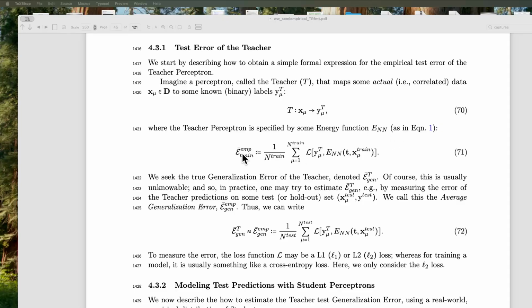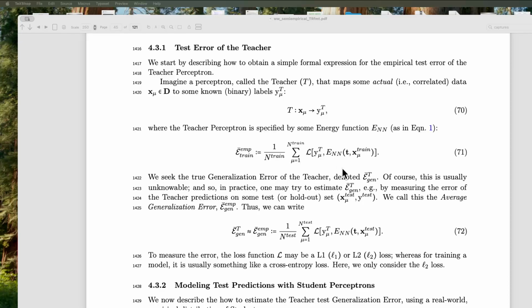So typically, what is the empirical error? The empirical error for training would be: I sum over all the training examples, and I have the loss, where I take the label minus the output of the teacher. Notice the teacher is specified with this lowercase vector here. That's the teacher vector. So that's what we're doing. And again, this is just what you would do operationally.